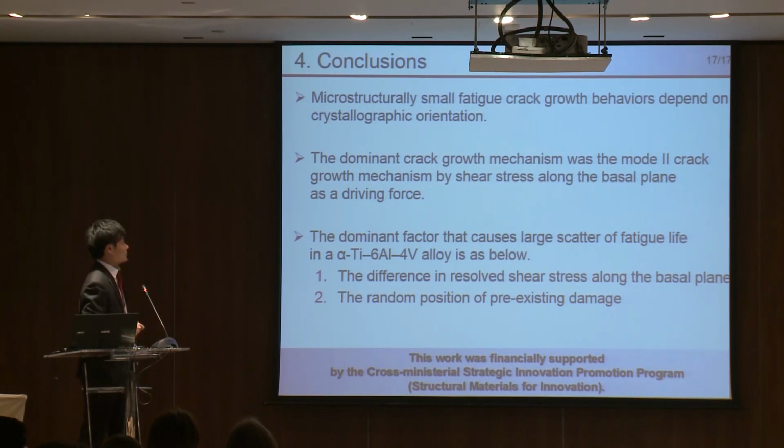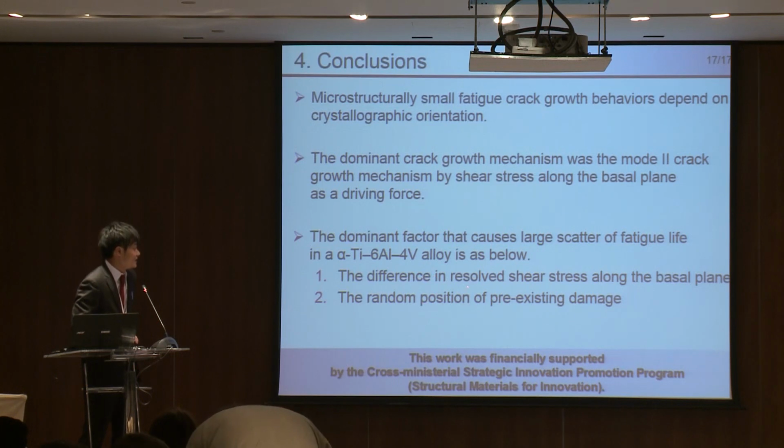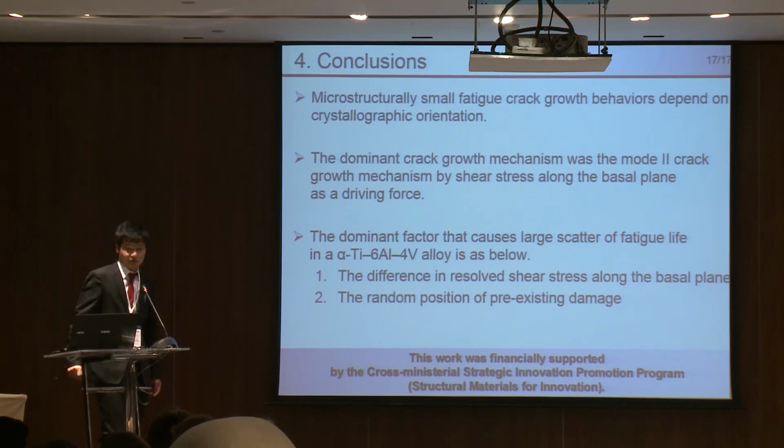This is my conclusion. Microstructurally small fatigue crack growth behavior depends on crystallographic orientation. The dominant crack growth mechanism was the mode 2 crack growth mechanism, with shear stress along the basal plane as the driving force. The dominant factors that cause large scatter of fatigue life in an alpha titanium 6 aluminum 4 vanadium alloy are as below: the difference in resolved shear stress along the basal plane and the random position of pre-existing damage. That's all. Thank you.